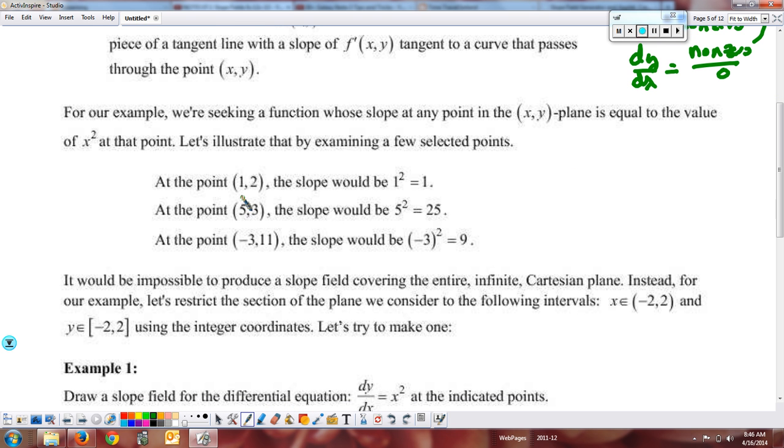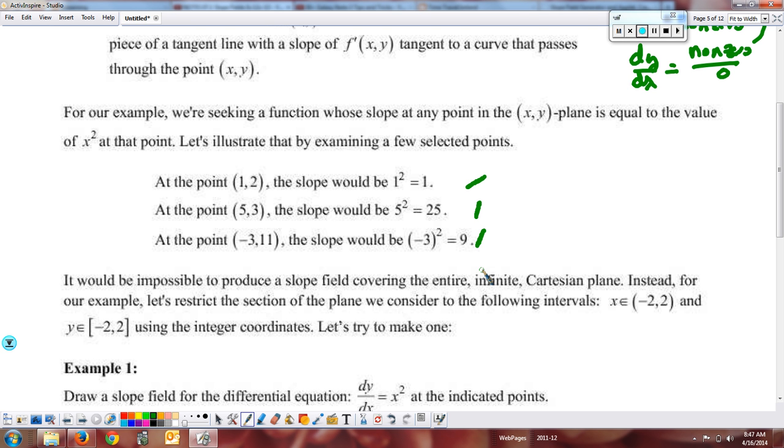you pretty much just plug in your points. At 1, 2, the slope would be 1. At 5, 3, the slope would be 25. At negative 3, 11, the slope would be 9. So like if I'm sketching these little slopes, you're like, okay, slope of 1. Slope of 25, well, that's almost essentially vertical. Slope of 9, almost vertical, but maybe not as much.